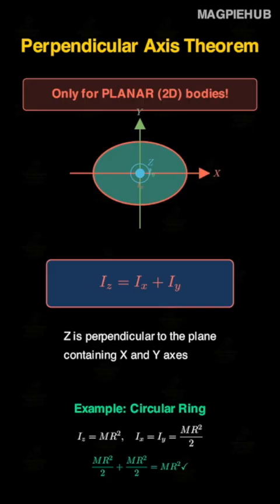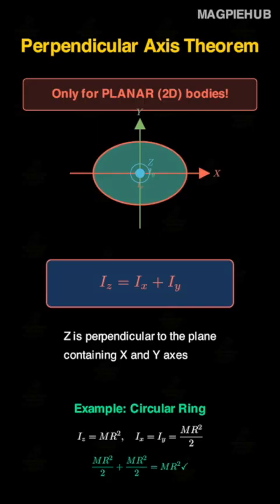Example, circular ring. We know Iz about the central axis equals mr squared. By symmetry, Ix equals Iy. So mr squared equals Ix plus Ix equals 2Ix. Therefore, Ix equals mr squared over 2, the MOI about a diameter.